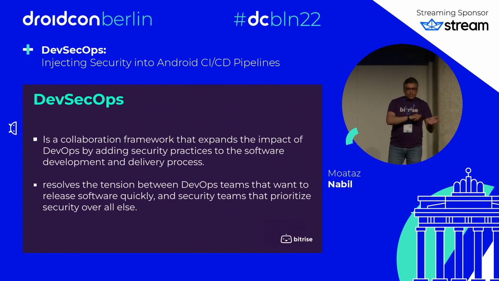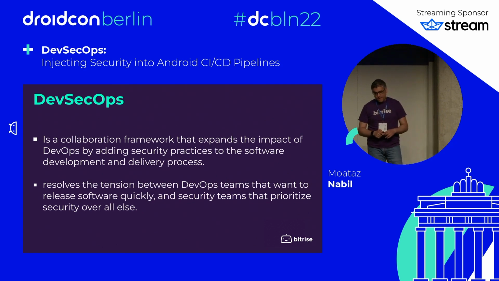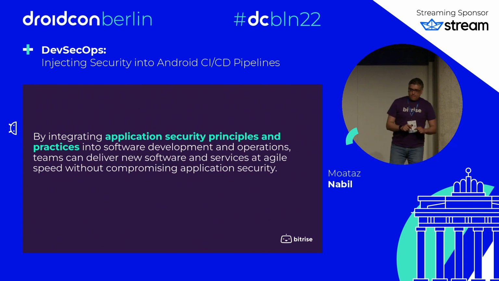It also resolves conflicts and removes silos between the DevOps team, the security team, the release managers, the developers, the testers, and so on. So all of us are now working with one process, and we have a clear vision of it, so we can accelerate our builds. By integrating application security principles and practices into software development and operation, teams can deliver software and service at speed, with confidence as well.